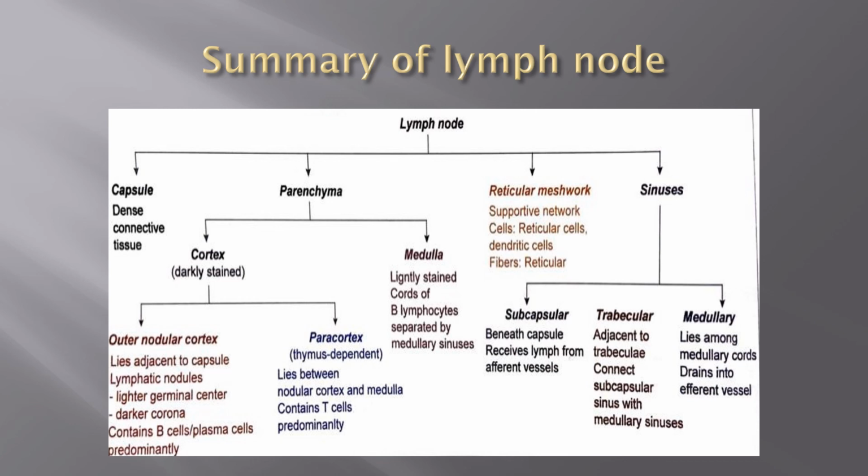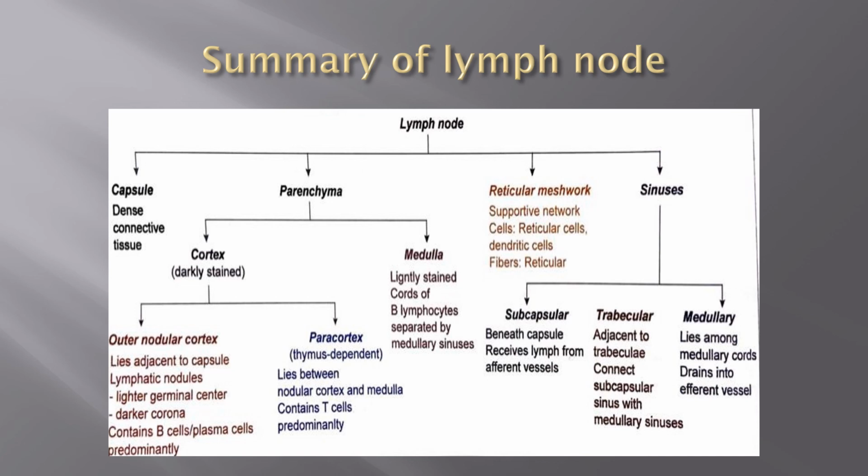The outer nodular cortex lies adjacent to the capsule, with lymphatic nodules, lighter germinal center, darker corona, and contains B cells or plasma cells predominantly. Whereas the paracortex is also called the thymus dependent zone. It lies between the nodular cortex and medulla and contains predominantly T cells. The medulla is the inner lightly stained cord of B lymphocytes separated by medullary sinuses.